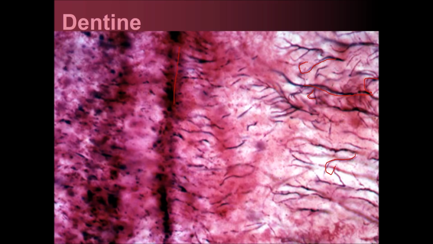This is the end of the dentin. Then I have this band. This band is what we call the hyaline layer. Above the hyaline layer here I have the cementum. The hyaline layer helps bind the cementum to the underlying dentin.